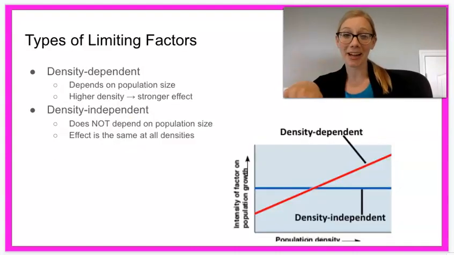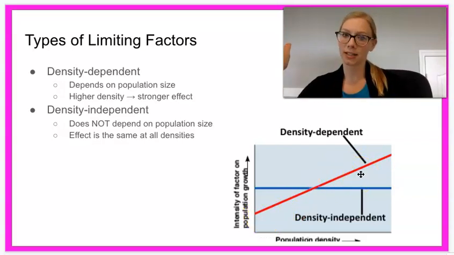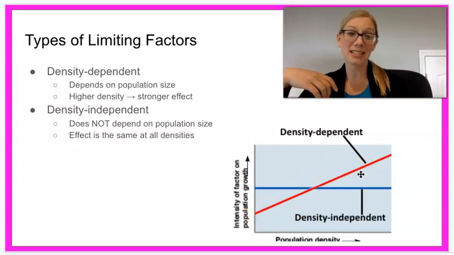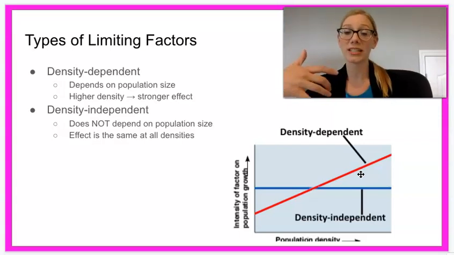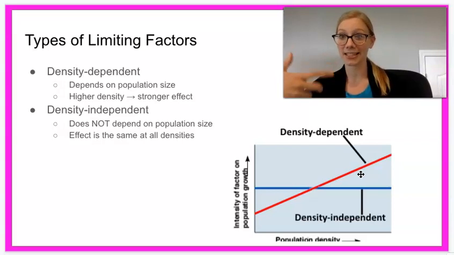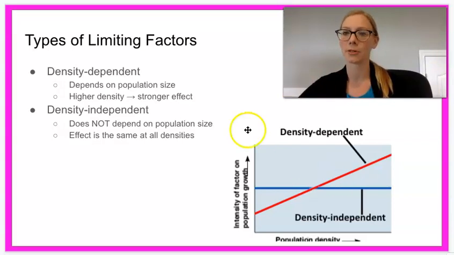So I like this graph. It kind of helps me understand things. Density-dependent factors really depend on the population size. The higher the population, the stronger the effect. So as population grows, all of a sudden it will decrease. Density-independent does not depend on the population size. The effect is always the same no matter what the density of that specific population is.